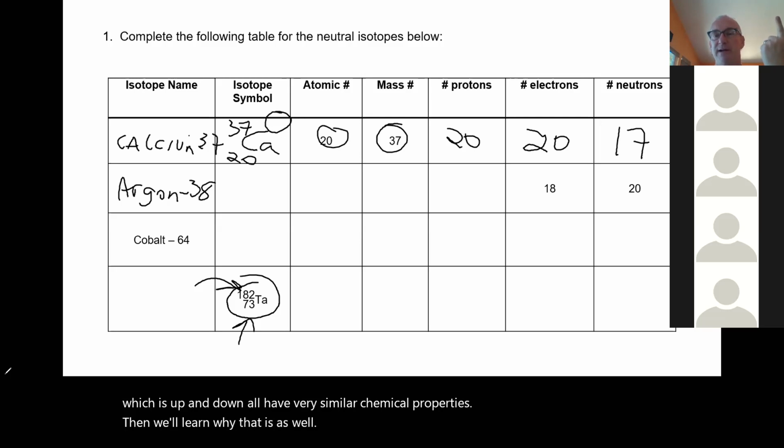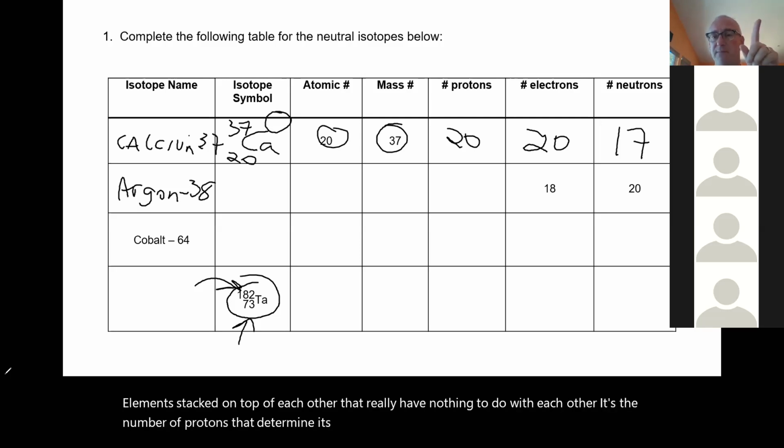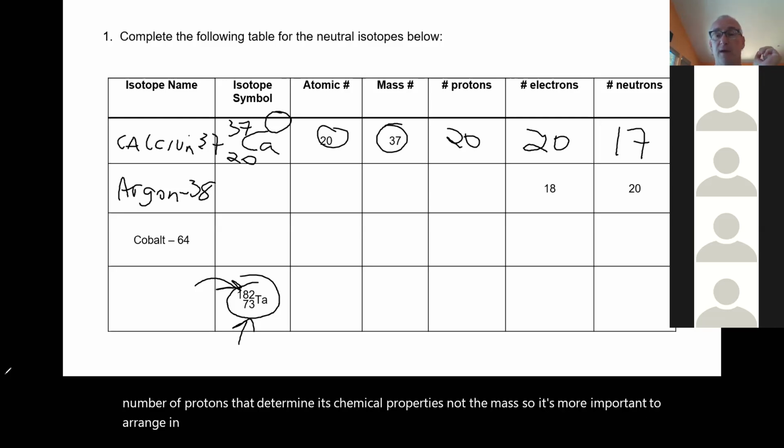If we arranged it according to mass, we would have elements stacked on top of each other that really have nothing to do with each other. It's the number of protons that determine its chemical properties, not the mass. So it's more important to arrange in terms of number of protons.